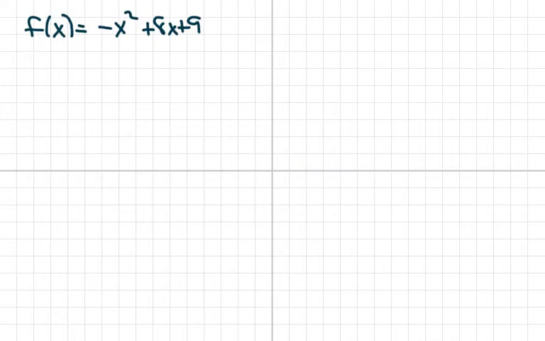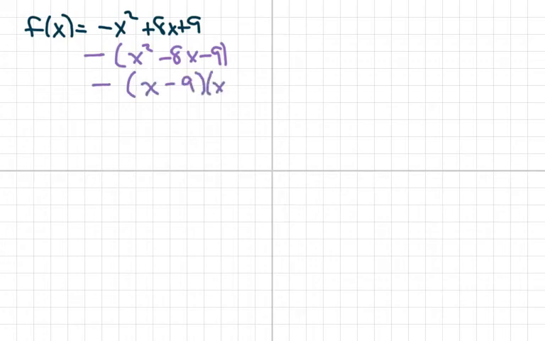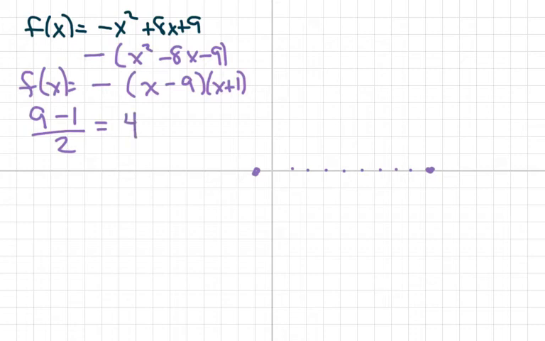Okay, the next one we have negative. So what I'm going to do is pull out the negative here and then factor. We know this is going to open down. So we have x minus 9 and x plus 1. So our solutions are at 9 and negative 1. 1, 2, 3, 4, 5, 6, 7, 8, 9. And for the axis of symmetry, 9 minus 1 is 8 divided by 2, so we have 9 minus 1 over 2 equals 4. So that's our axis of symmetry.